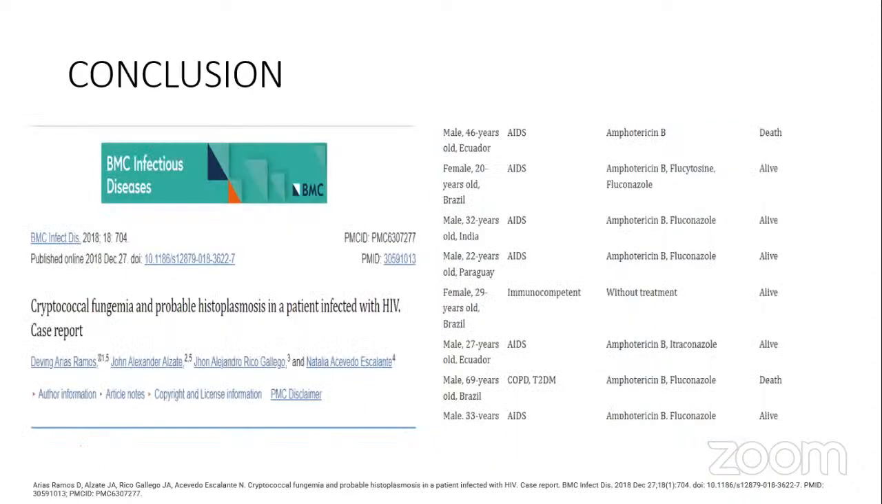And I could find only 1 article, and that too not of Blastomyces. I found a cryptococcal fungemia and probable histoplasmosis co-infection. There are multiple series or case reports, 12 to 20 cases, having co-infection of cryptococcal fungemia and histoplasmosis. They were treated with multiple regimens like amphotericin B, flucytosine, fluconazole. Some patients were treated like us, with amphotericin B and itraconazole. Some immunocompetent patients also had co-infection, not only HIV. Some didn't even receive treatment.